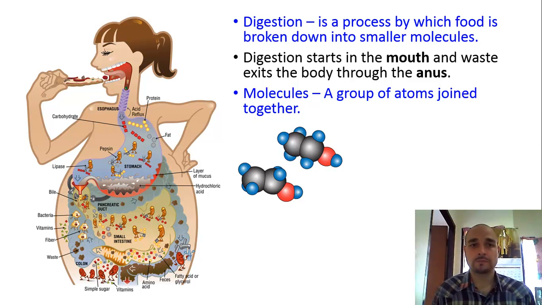Okay, if it's blue you know what to do, copy it down. Simply, digestion is the process by which food is broken down into smaller molecules. You can see, I like pizza, so we'll be talking a lot about pizza. If you're eating pizza, digestion starts in the mouth with your saliva, and the food is broken down, makes its way all the way through the body, and any waste leaves the body through the anus.